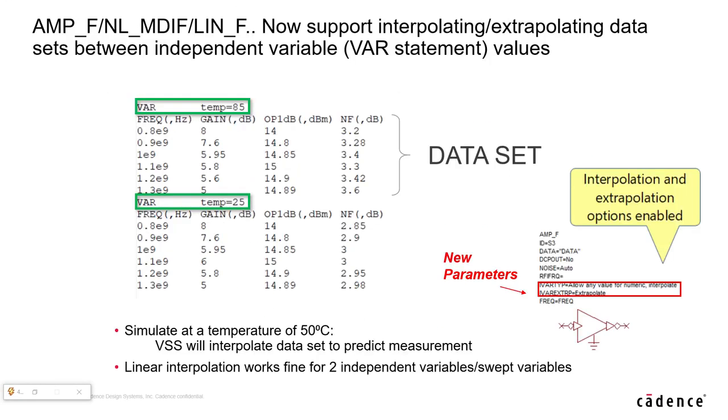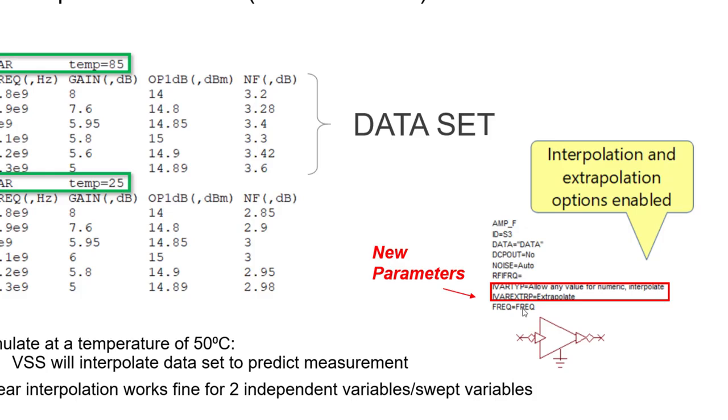In version 15.0, all file-based models, inclusive of MDIF format, can now interpolate and extrapolate in between data sets. For example, if the swept variable temperature comes across 50 degrees, the model will interpolate in between the data sets at the given temperatures to predict the outcome at 50 degrees. As a consequence of interpolation and extrapolation functionality, 2 new parameters have been added to all file-based models. So it's important to keep in mind these parameters and enable them when necessary.